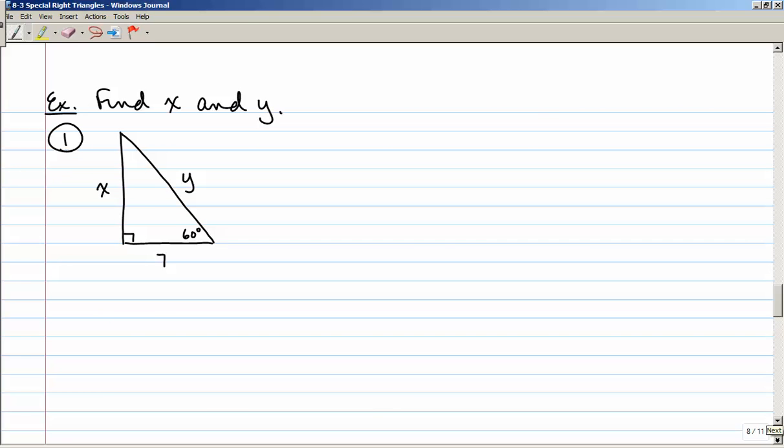Okay, so in this triangle we know it's a 30, 60, 90 because we have a 90-degree angle here and a 60 here, so the other must be 30. If it helps, you can actually label them. This is short leg, this is long leg, this is hypotenuse. And let's see what we know. I know the length of the short leg. So I'll start with hypotenuse equals 2 times the short leg, or y equals 2 times 7, or y equals 14.